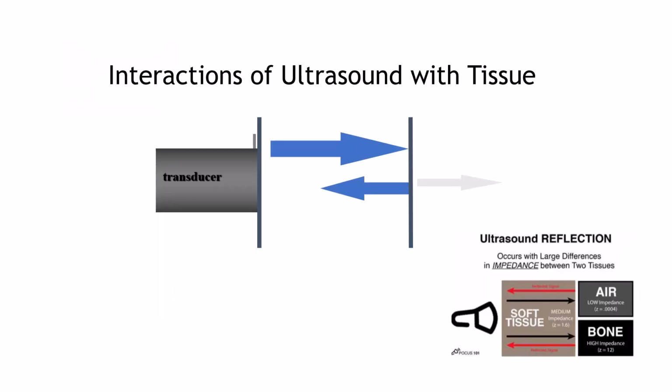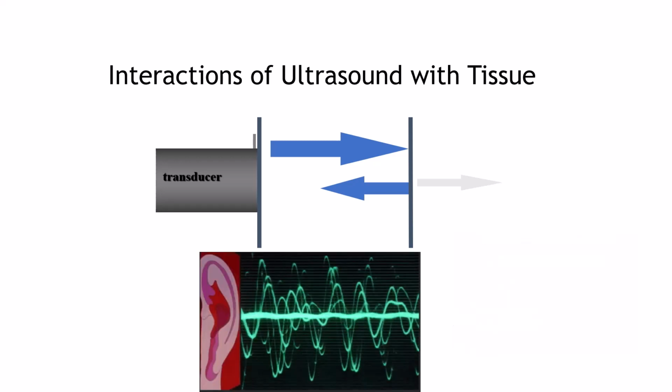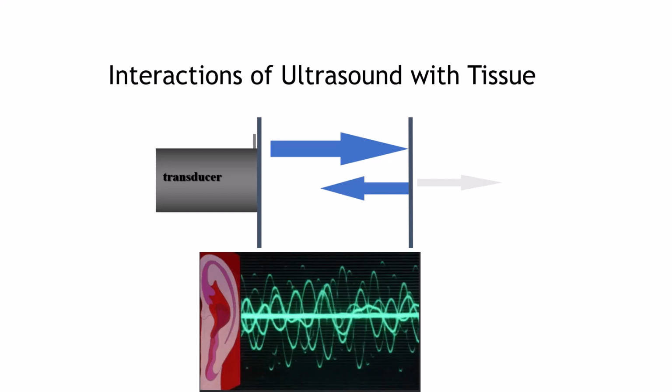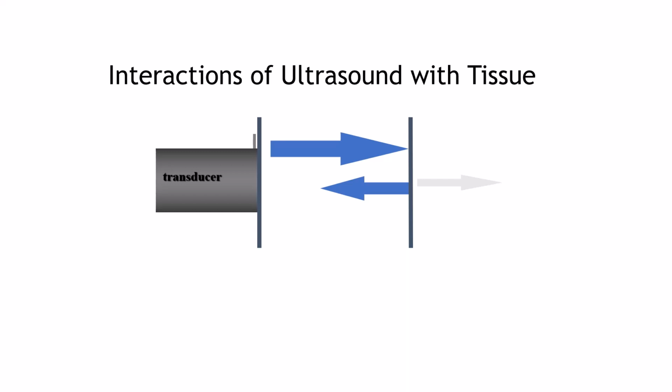Let's take a look at the interactions of ultrasound with tissue. The ultrasound creates an energy in the form of an echo wave, which is transmitted into the patient. The transducer also receives those waves that are reflected back from the patient. So it both transmits and receives the echoes.